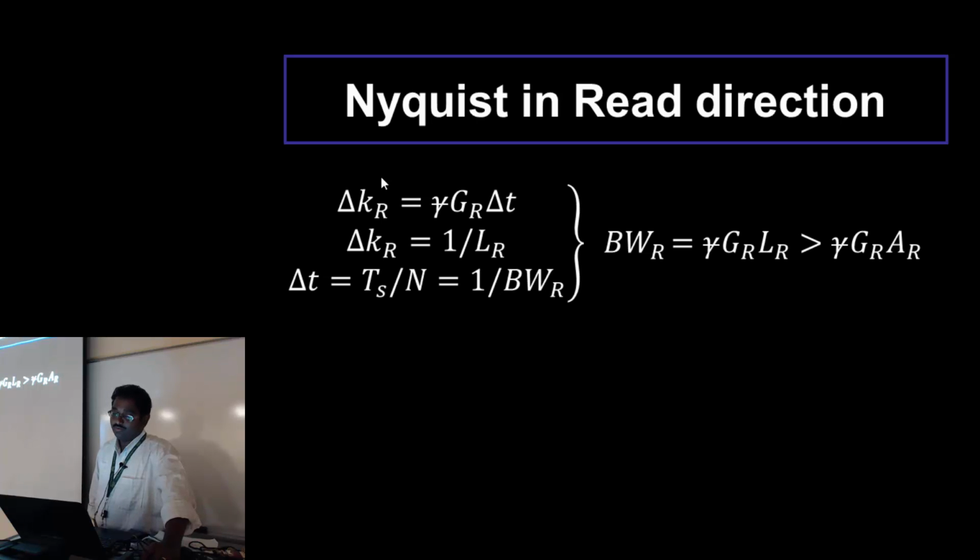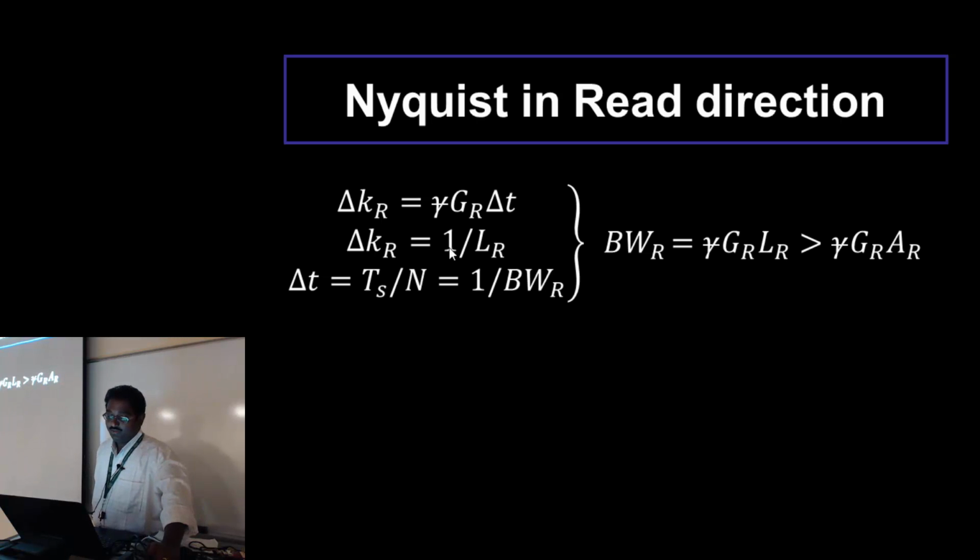Now we know delta K is also gamma bar G delta T, so equate those two. Essentially, gamma bar GR delta T is equal to 1 by LR. Just remember this: LR times gamma bar times GR times delta T is equal to 1. Whichever way you algebraically manipulate it, just remember one expression, and from that you will be able to derive the other stuff.